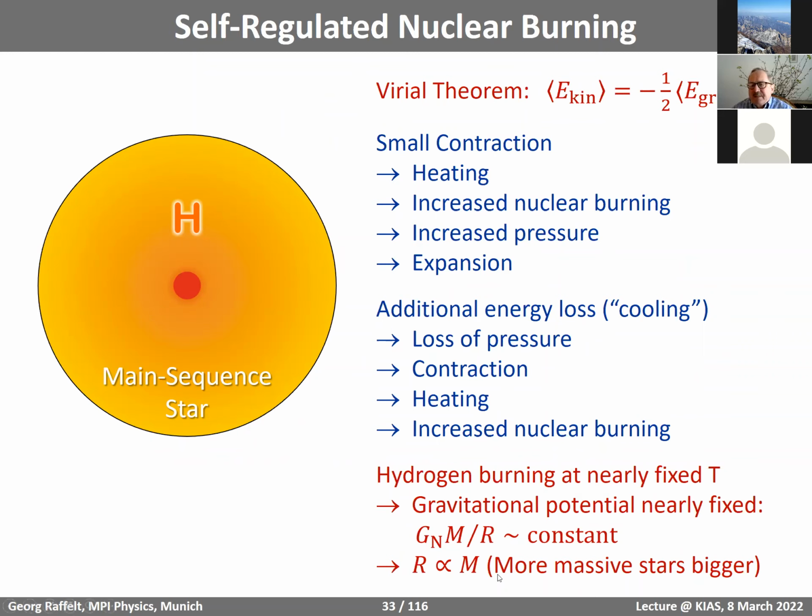And so what this means is that hydrogen burning always happens at a nearly fixed temperature of around a keV. So the gravitational potential must be nearly fixed for that to happen. But that means that the gravitational potential is proportional to the mass, and inversely proportional to radius. Stars of that type, like our sun, must have a radius proportional to the mass. So if the mass is larger, the radius must be larger in a linear way, more or less.